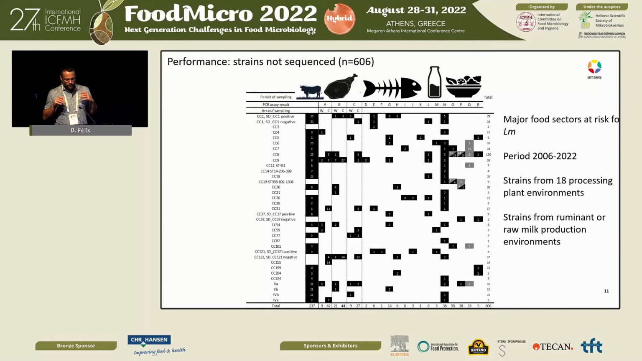Finally, we define one panel for the validation, but also one panel to evaluate the performance of the method. For this, we created a panel of nearly 600 strains, and these strains are isolated from different food processing environments in France and Europe. And also a panel, as you can see, from bovine. And you can see in column, in line, all the groups defined by the method.